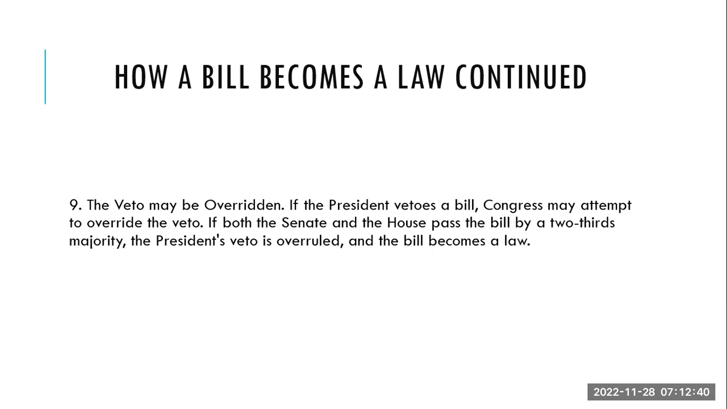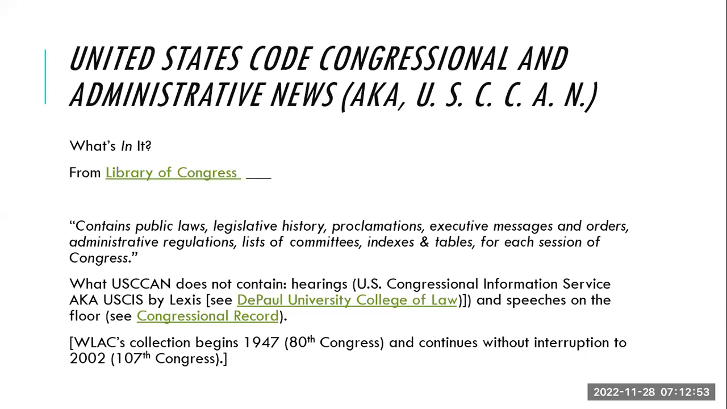So, as I said, much of that process is found in United States Code and Congressional Administrative News. According to the Library of Congress, these volumes contain public laws, legislative history, proclamations, executive messages and orders, administrative regulations, lists of committees, indexes, and tables for each session of Congress. So it's also known as USCCAN. I'm probably going to say that more than the long title henceforth.